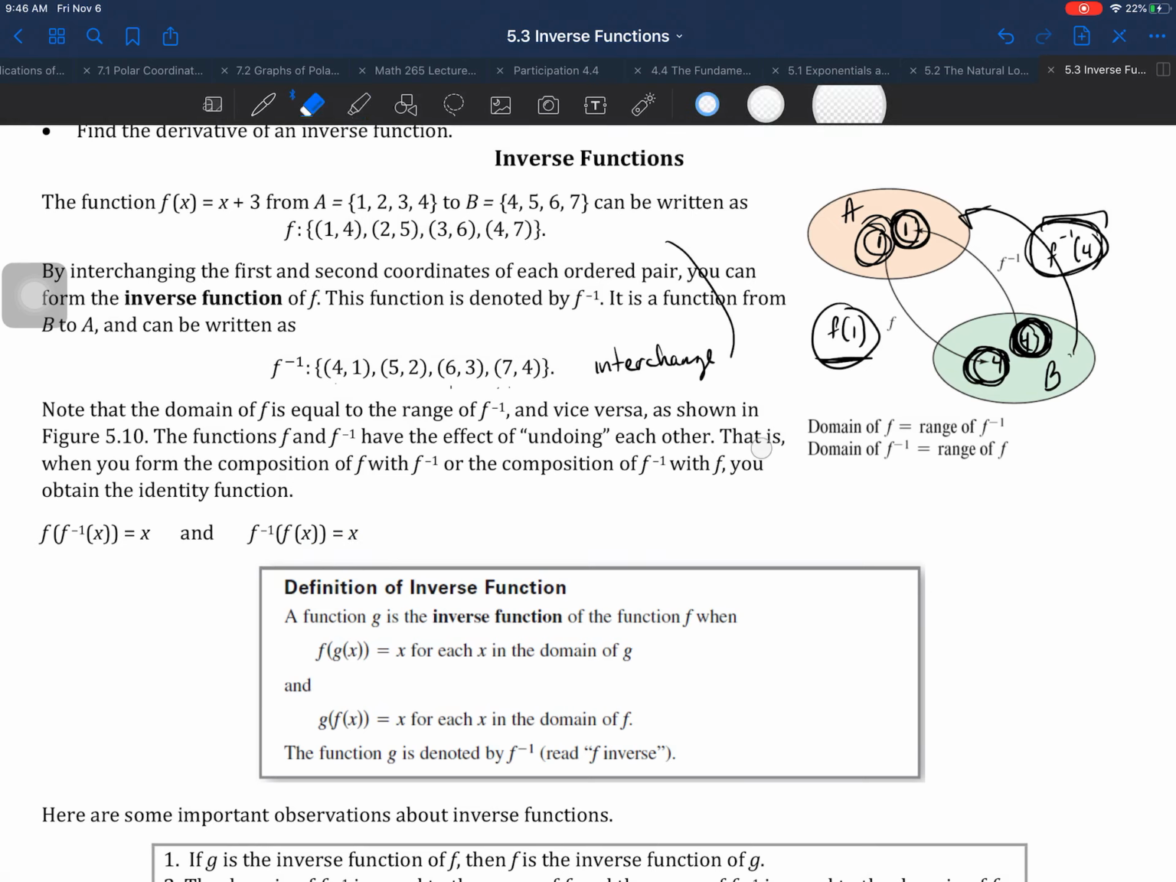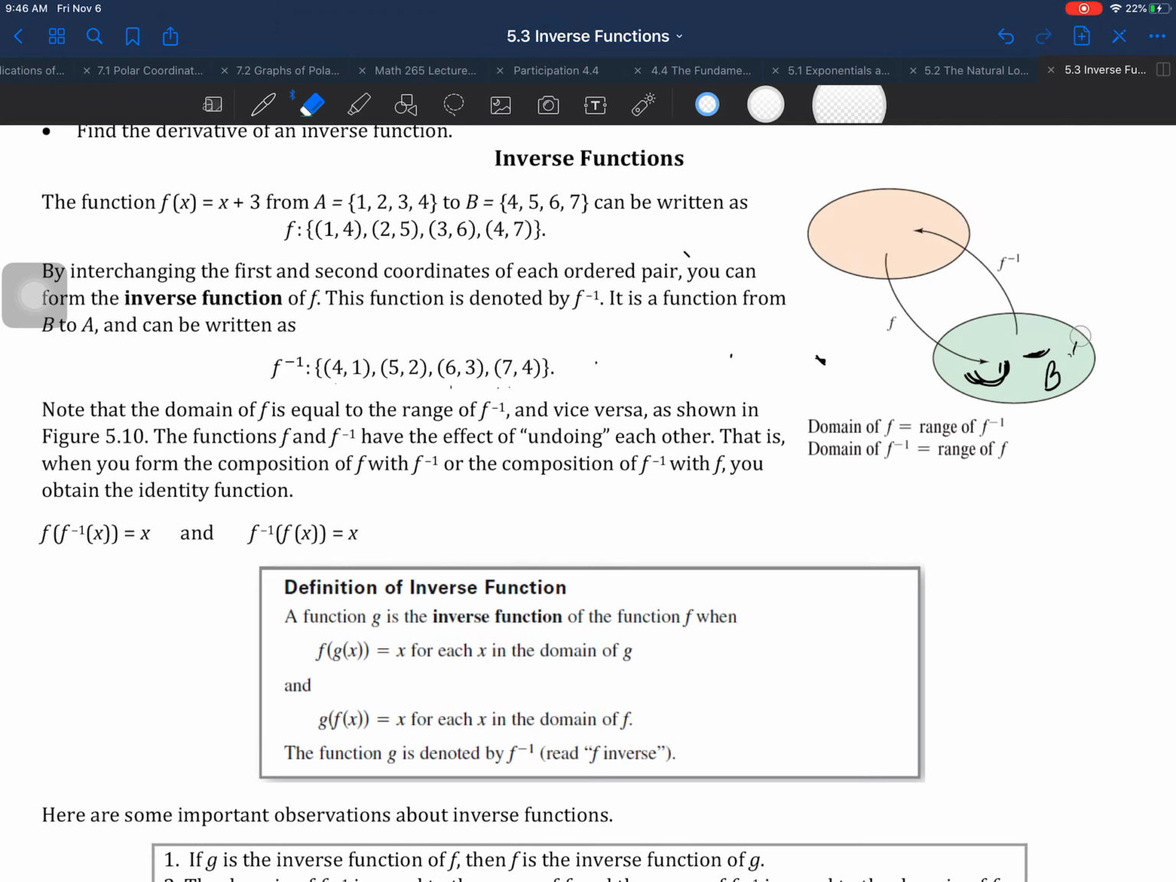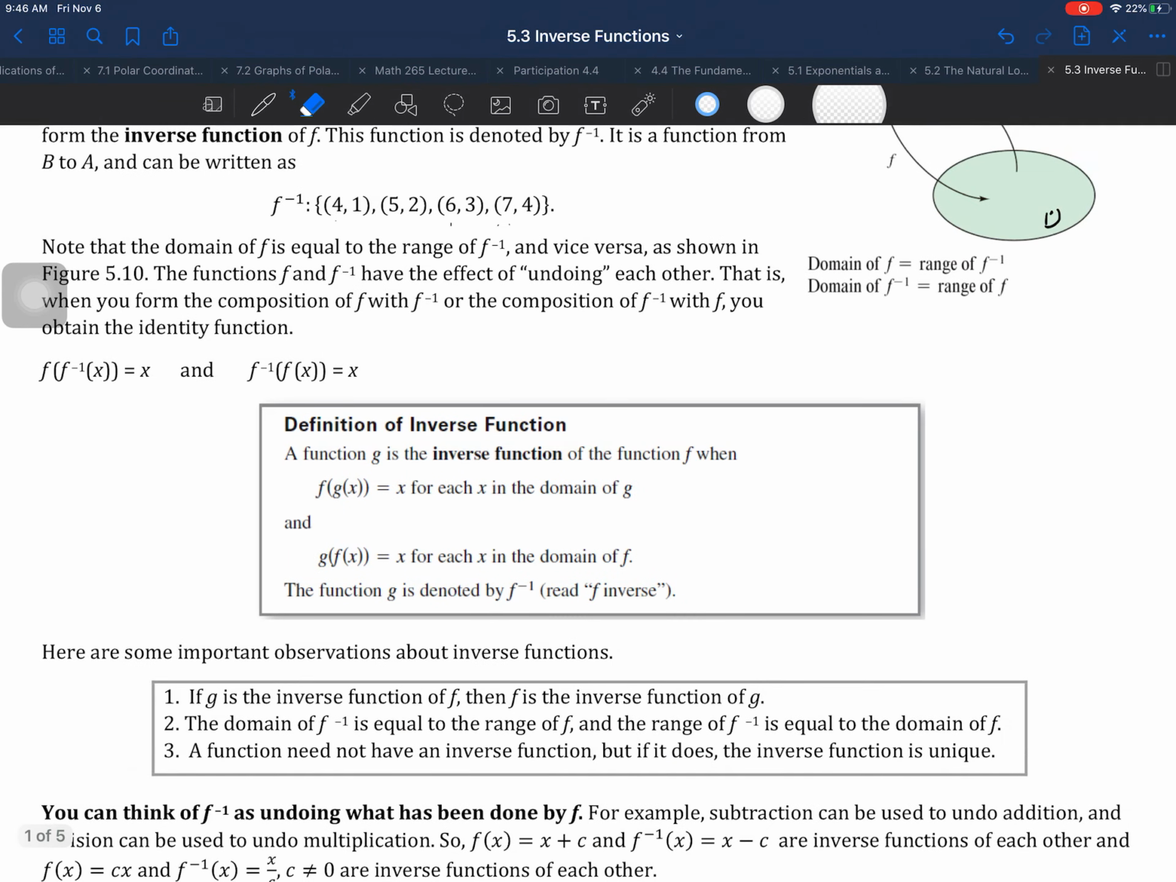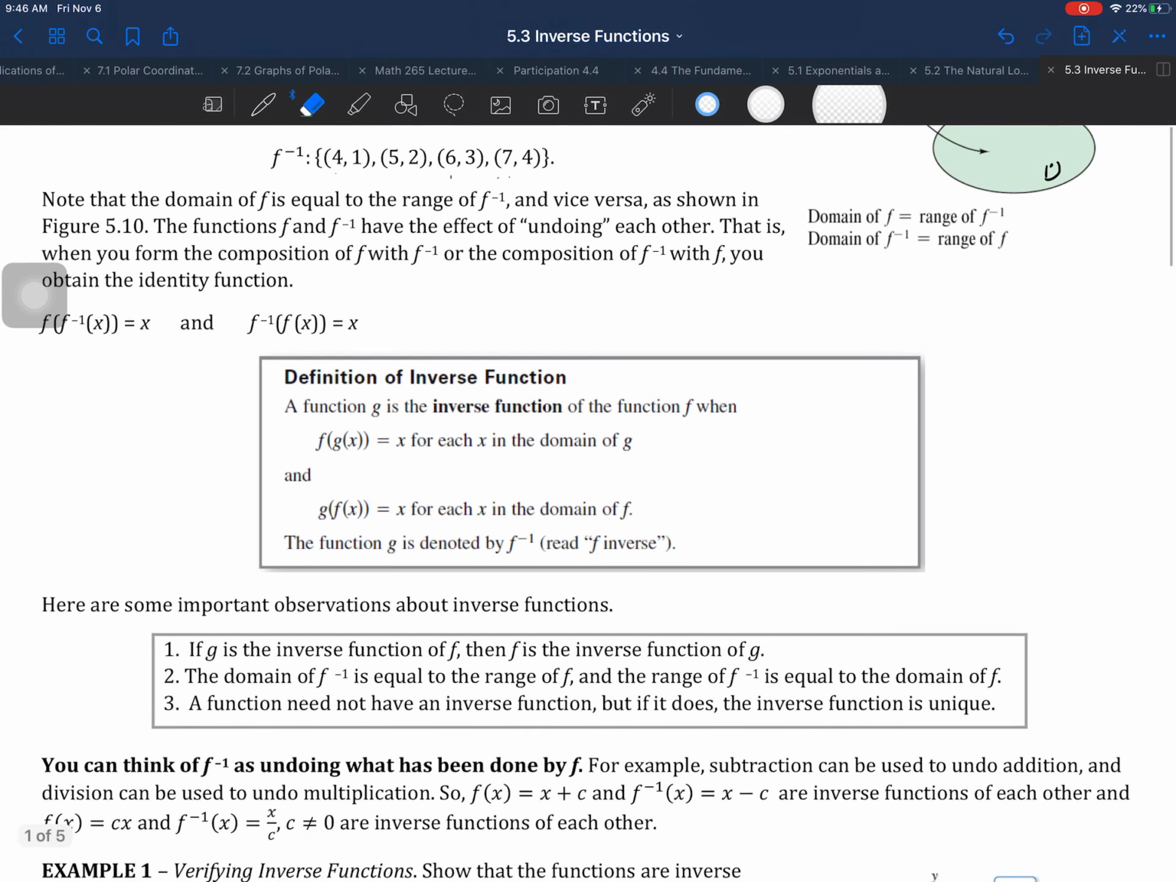And that's what happens in the next definition. So we're going to write this. Erase this. Okay. The definition states a function g is the inverse function of the function f whenever the following two are true. The first one says that f of g of x gives you back x.